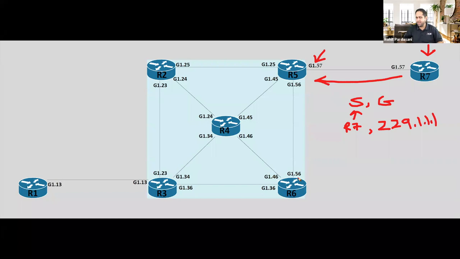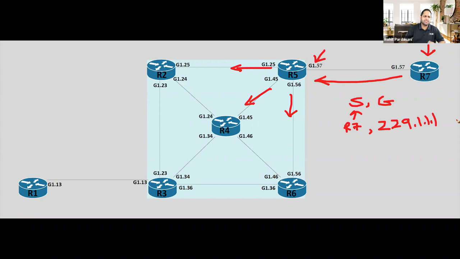But let's say I have PIM dense mode enabled on all the interfaces in this diagram. So R5, when he gets the multicast stream, does an RPF check, and he checks his routing table. If I have to get back to R7, how do I get back? What does my routing table say? The routing table will say, to get back to R7, use the outbound interface gig 1.57. Is that the interface on which I received the PIM packet? Yes, which means the RPF check passed. So if the interface on which you received the packet and the interface which the IGP uses to go back to R7 are the same, the RPF check passes and you can forward it out to other interfaces. So the RPF check passes, and now R5 floods to R2, to R6, and to R4.